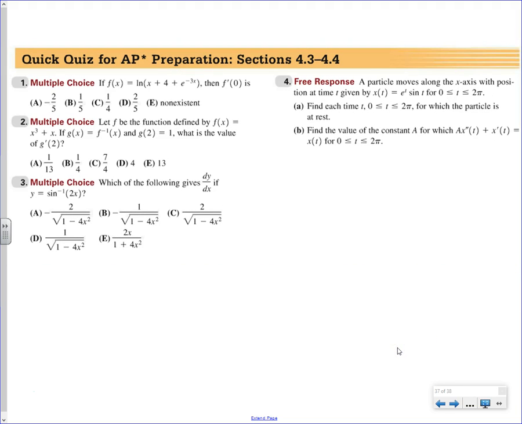Wait, we already did 4-3, so isn't this 4-4? Because you take the derivative of ln of y on this side, which is 1 over y dy dx, and move the y, and y is x.